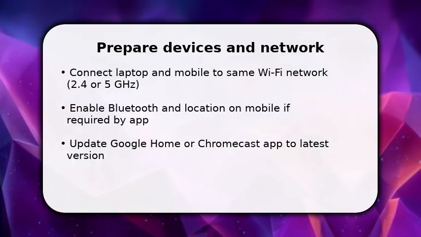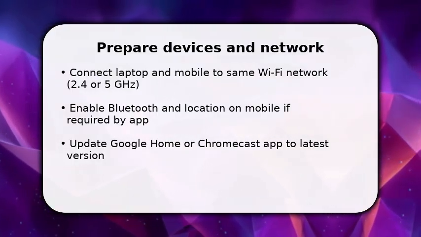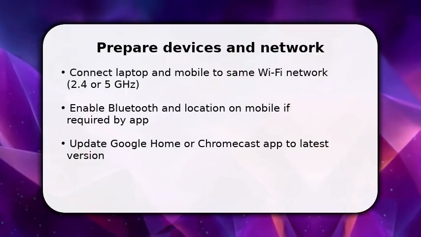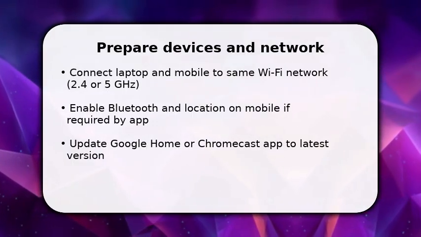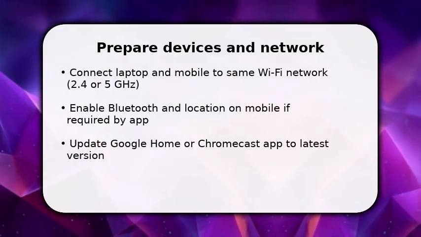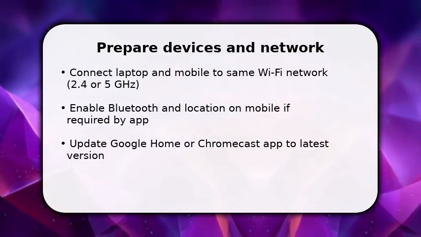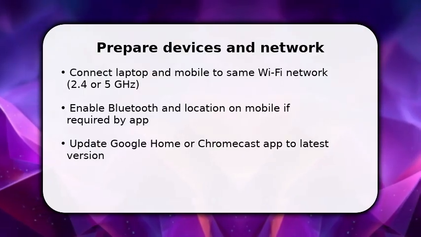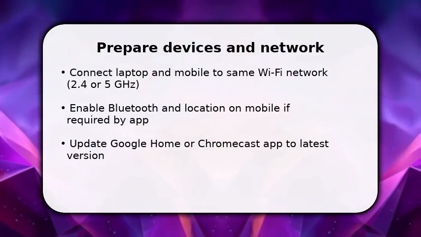Once done, make sure Bluetooth and location are on if the app asks. These speed discovery. On the laptop, enable Wi-Fi and close VPNs or firewalls that block local discovery, because the cast uses local network traffic to link the devices.